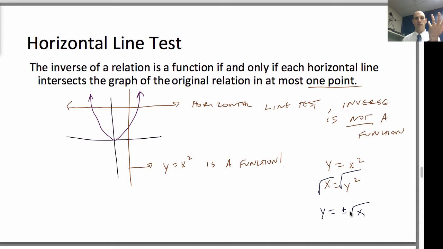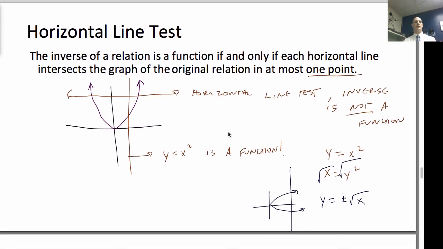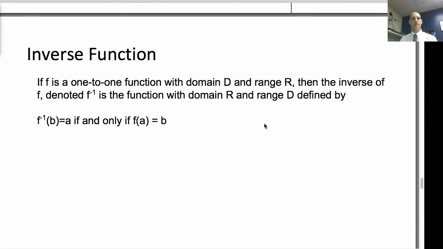Well, why isn't that a function? If I look at plus or minus the square root of x, check this out. The positive square root of x would look like this, the negative square root of x would be like this. And so now it doesn't pass the vertical line test. So this right here is the inverse. The inverse is not a function because it doesn't pass the vertical line test. Well, an easy way to shortcut that is to say, let's test it horizontally in the original and see if it's a function.